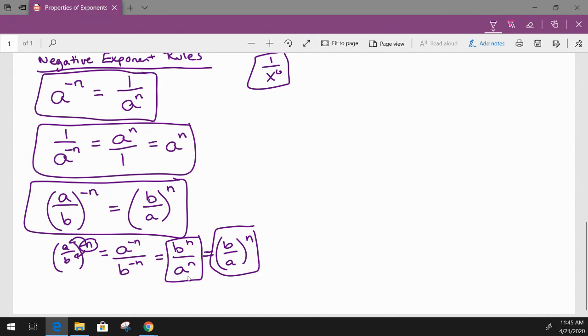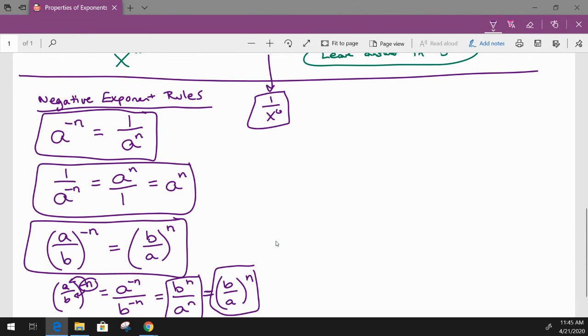These are equivalent expressions. All right, so let's do some more examples using, well, no, I've got a couple more rules to bring up. All right, so these are your negative exponent rules.